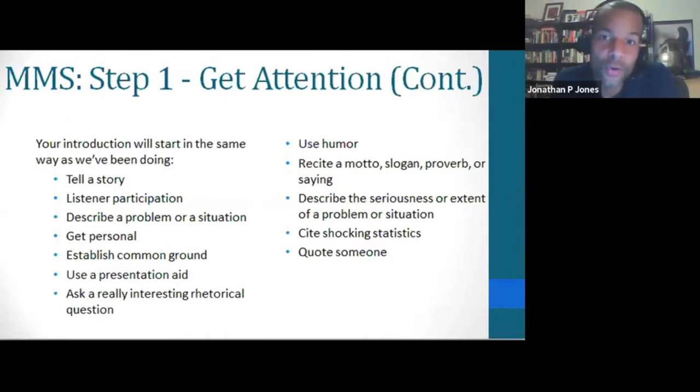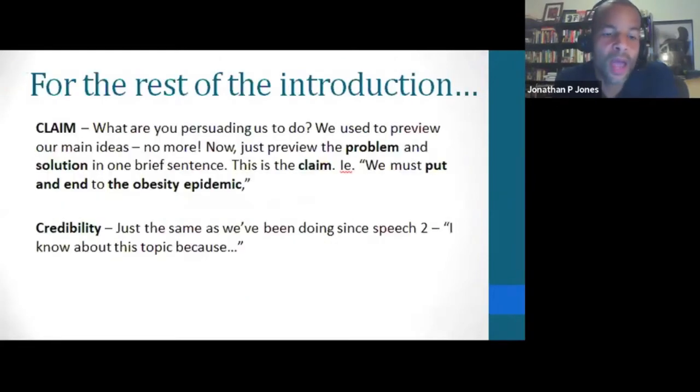If you're not sure about it or you feel unclear, go back and look at the chapter on the introduction and conclusion or look at the handout. And the list is here again, always the same, what we do for attention getters. Claim, however, is new. So what are you persuading us to do?